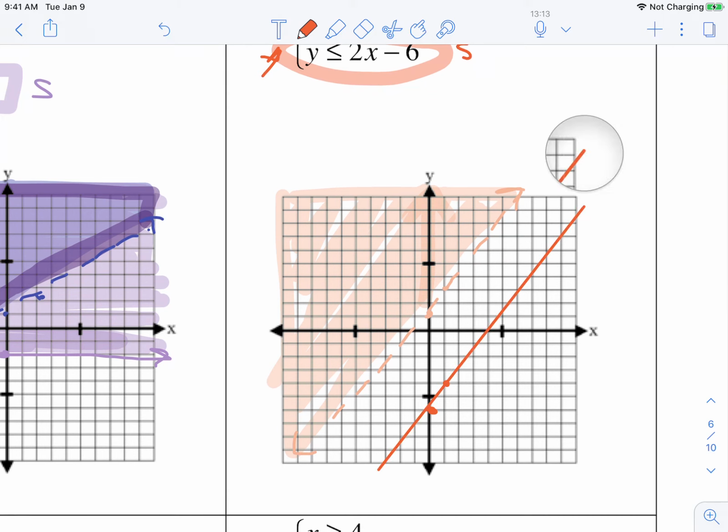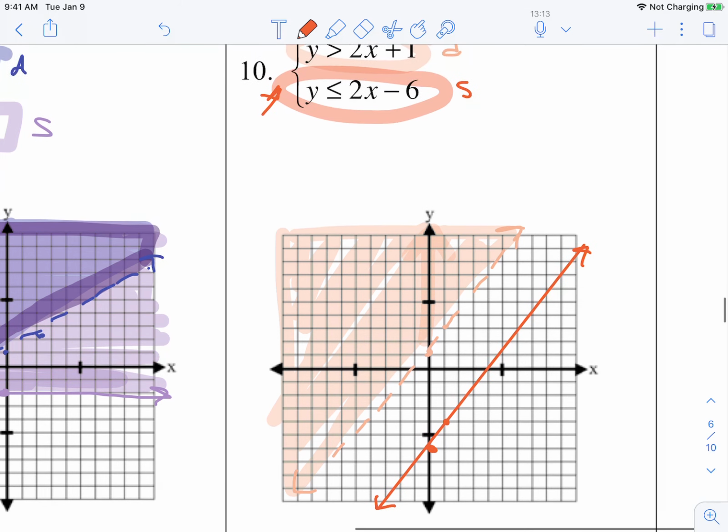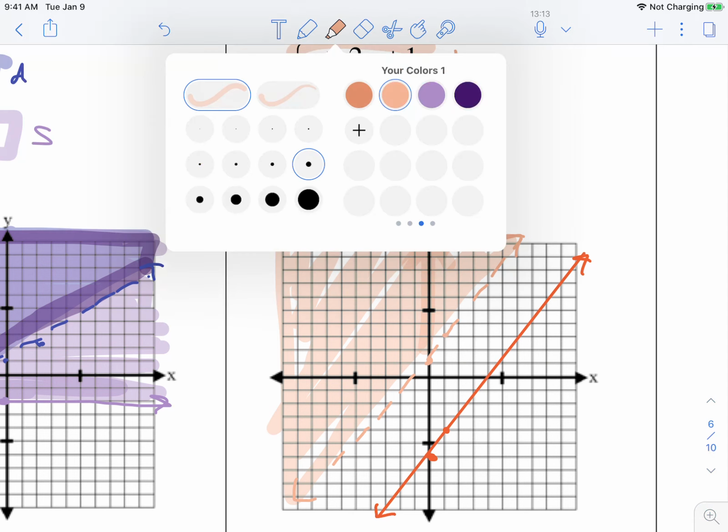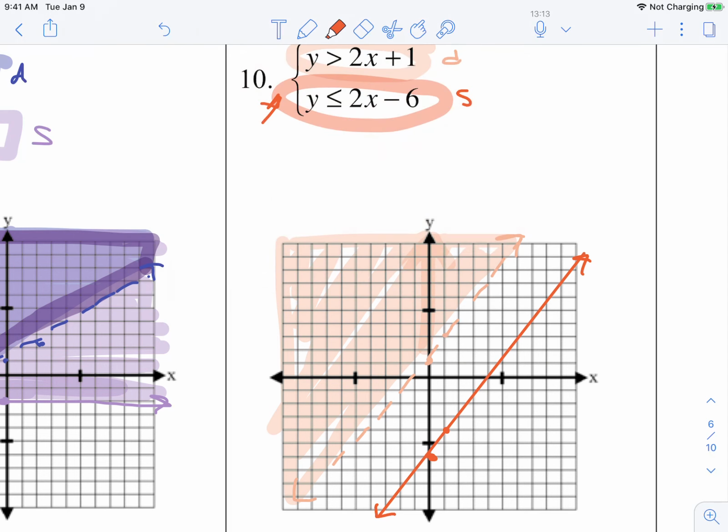Now, if these were just systems of equations, we would have no solution because these are both parallel lines. But we're looking for the overlap, so we go to our line. Notice it is y is less than, so I'm going to shade below. That's everywhere down here. And I notice that none of my shadings overlap. Because none of them overlap, this is my solution. There are no solutions.